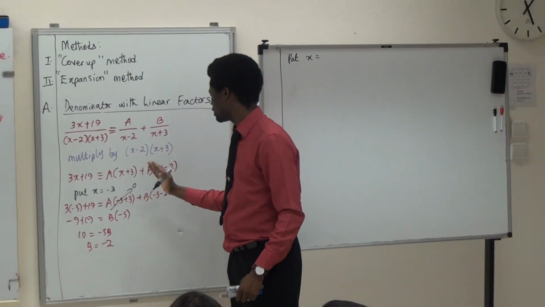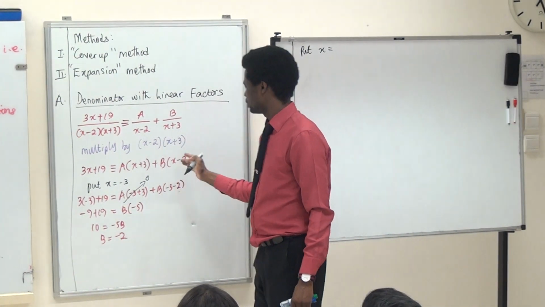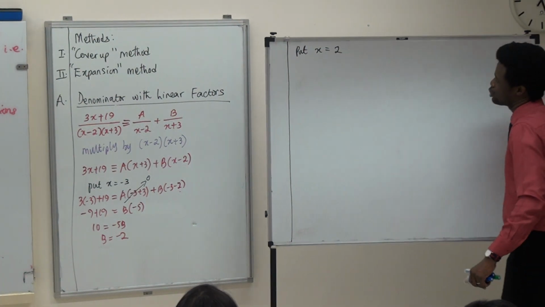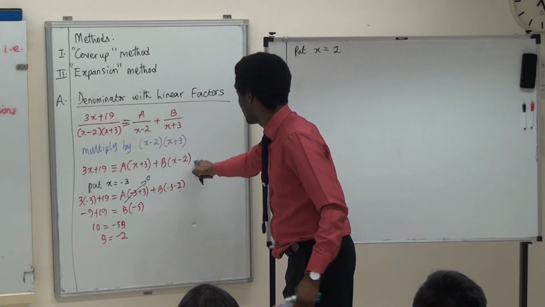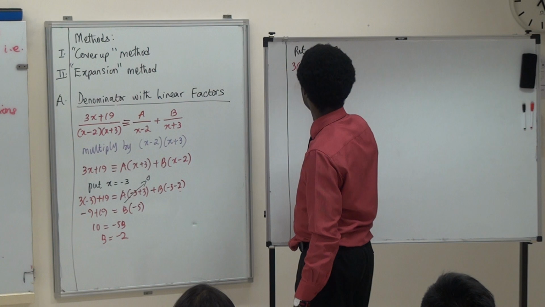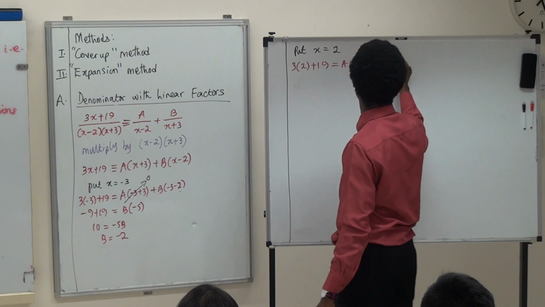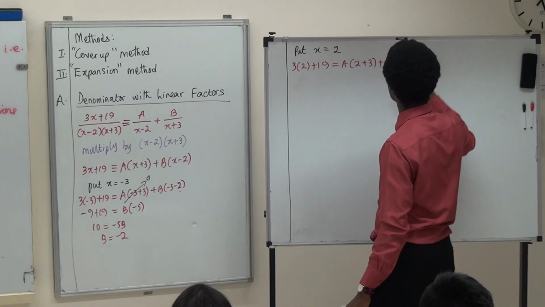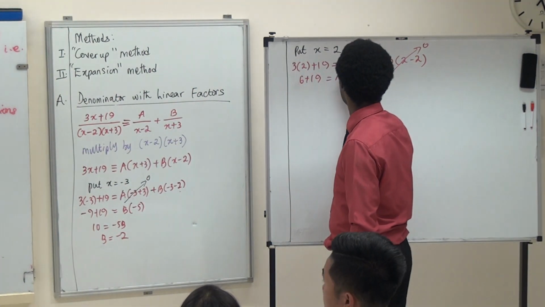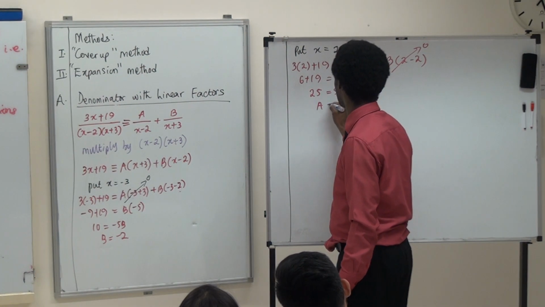So I do the same. I try to eliminate B to get A. If I eliminate B, what do I need to do to make sure B is gone? I put x as 2. If I put 2, then everything here again becomes 3 times 2 plus 19, A times (2 plus 3), B times (2 minus 2). And again, this is gone. So this becomes 6 plus 19, 5A. So I have here 25 equals 5A, which means my A must be 5.